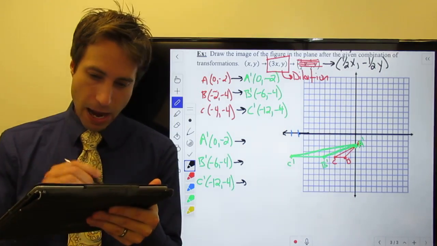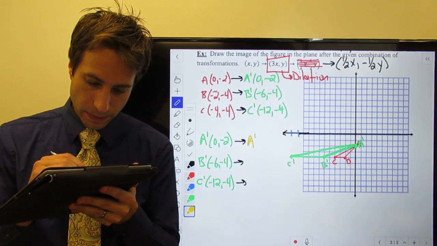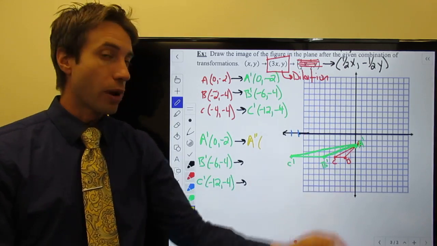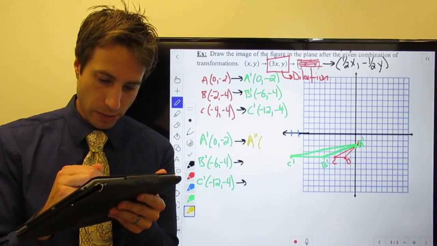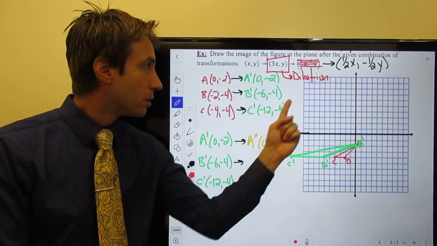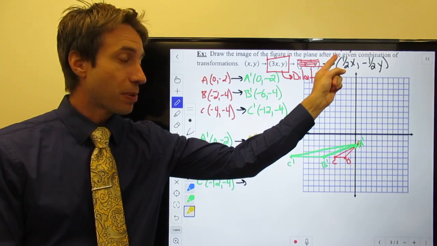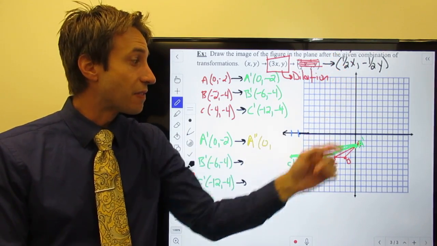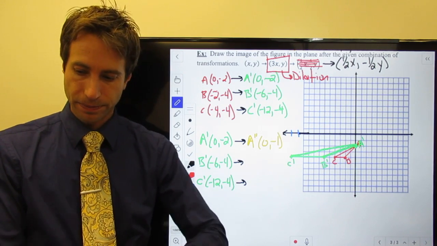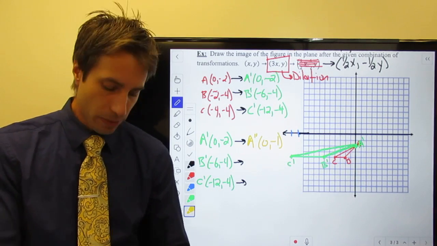So here we go. I don't know, let's do it in yellow. A double prime. Well, here we go. I'm going to multiply 0 by 1/2. Well, 0 times anything is 0. Okay, great. I'm going to multiply a negative 2 by 1/2. Again, the negative 2 gets multiplied into the top, so that is a negative 2 divided by 2, which is minus 1. Right. Minus 1. Okay, keep going.